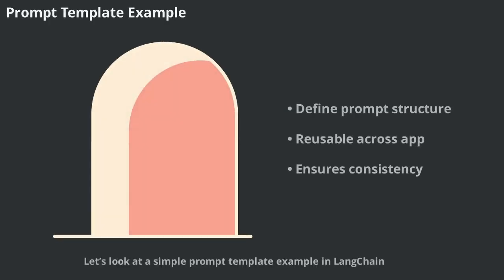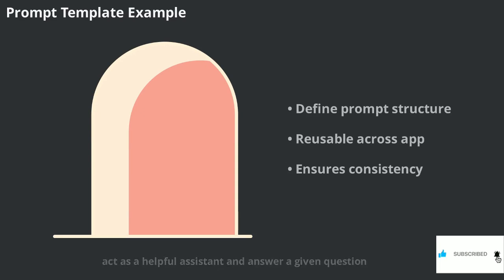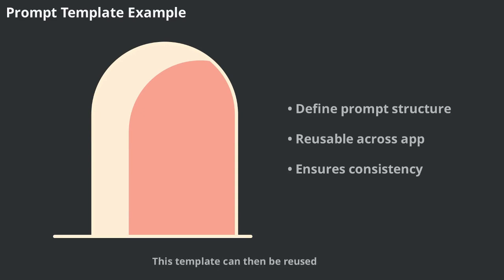Let's look at a simple prompt template example in LangChain. Using the PromptTemplate class, you can define a reusable structure for your prompts. For instance, you might create a template that instructs the AI to act as a helpful assistant and answer a given question. This template can then be reused across different parts of your application, ensuring consistency and reducing repetitive code. Prompt templates are a powerful way to standardize interactions with your models.